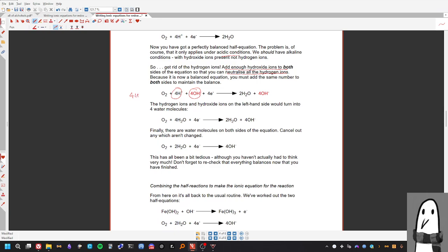If you have 4H+ and 4OH-, you get a total of 4H2O, correct? So the 4H+ and 4OH- on the left side turn into 4 water molecules, and the right side stays as 4OH-. And then notice how the charges are still perfect. The water molecules are on both sides of the equation. This is perfectly balanced.